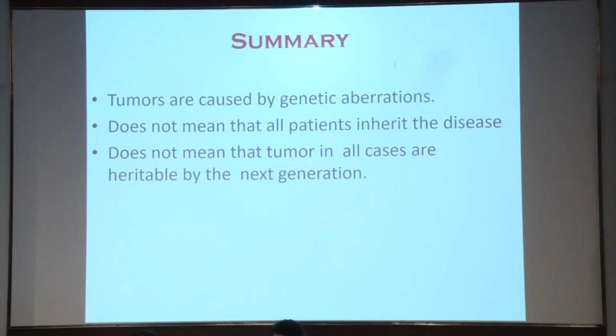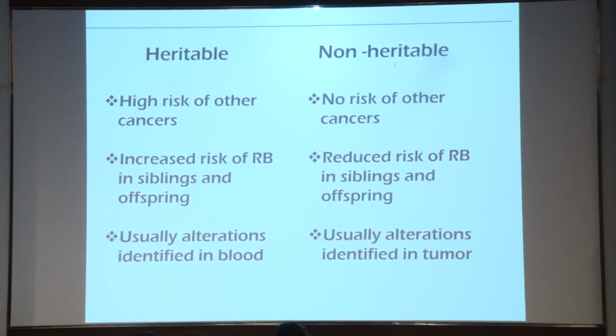So in summary, tumors are caused by genetic aberrations. It does not mean that all patients will inherit the disease, and it does not mean that tumors in all cases are heritable by the next generation. So we'll have to understand this very clearly. In heritable disease, there is high risk of other cancers, increased risk of RB in siblings and offspring, and usually the alterations are found in the blood. Whereas in non-heritable disease, there is no risk of other cancers, there is reduced risk of RB in siblings and offspring, and usually the alterations are identified only in the tumor.